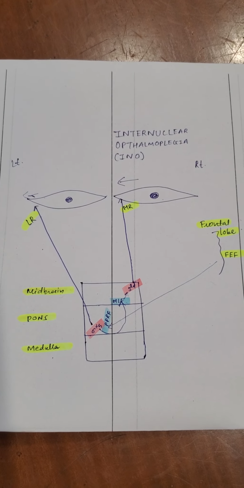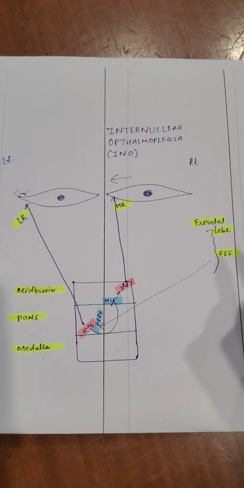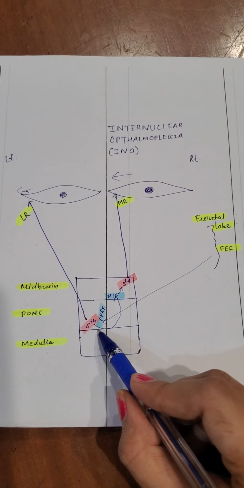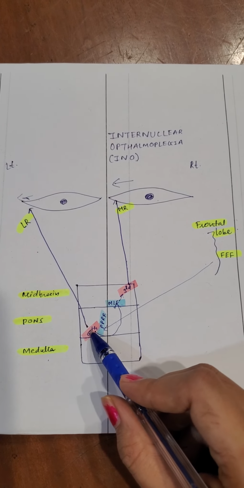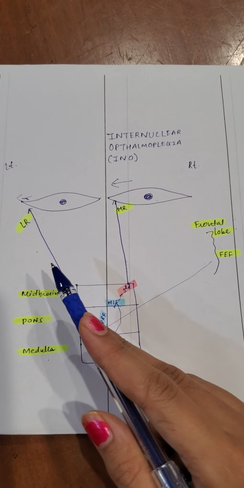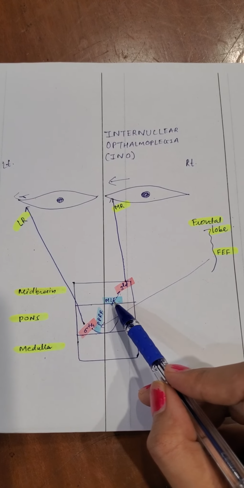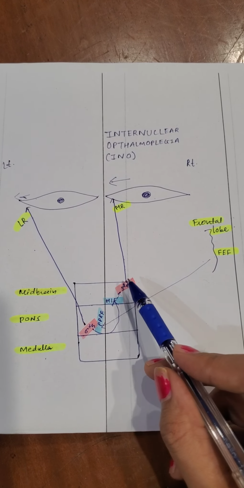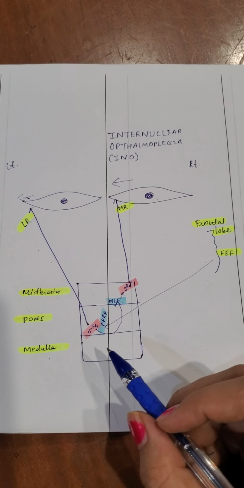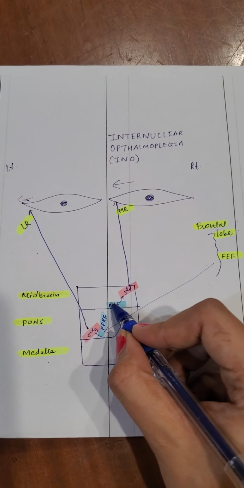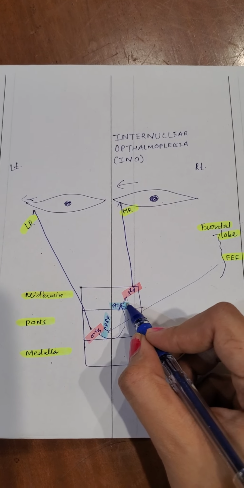So briefly we will do the overview. From the right frontal eye field, the left PPRF will receive the signal. From there will be the sixth nerve. Sixth nerve, two sides. One will give the same side of the lateral rectus, opposite side of the MLF. MLF will give signal to the third nerve to the medial rectus. So what is INO? INO is a lesion to the MLF, medial longitudinal fasciculus.